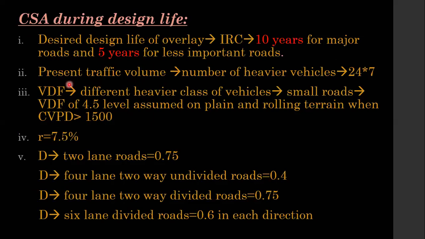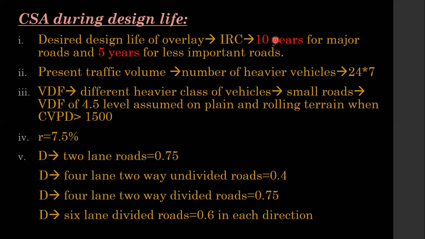This is the simple procedure, the same procedure which you have done in your flexible pavement design, that is IRC 37 2001. First point, that is the desired design life of the overlay. In your flexible pavement design, you are taking the n value, right? You are usually designing flexible pavement for 15 years, right? Like that here, 10 years for major roads, n value.